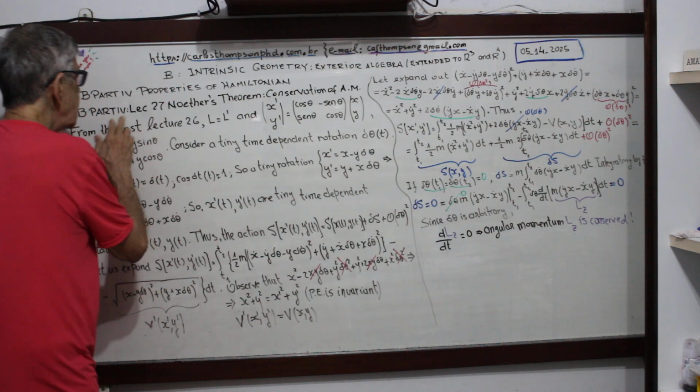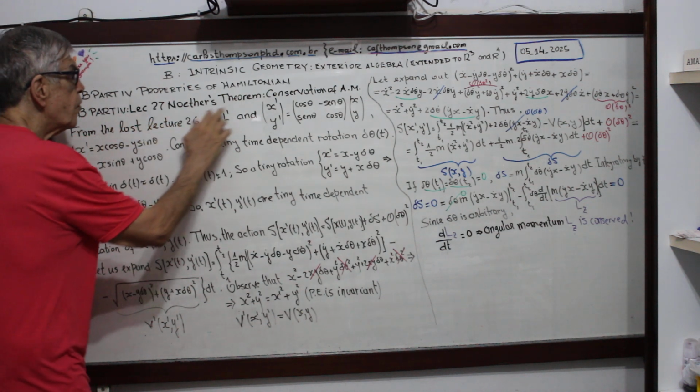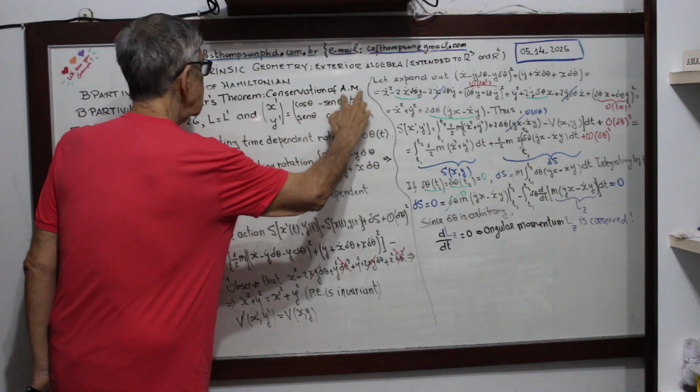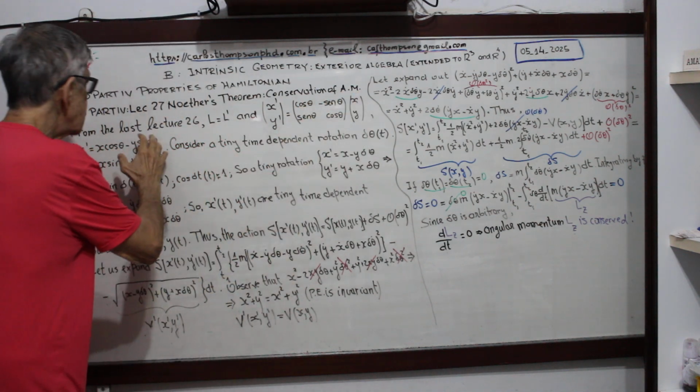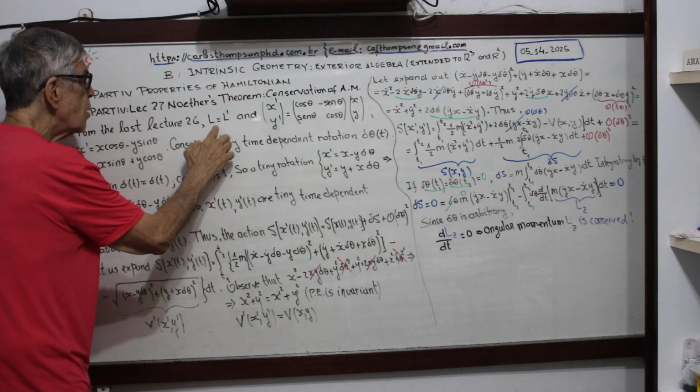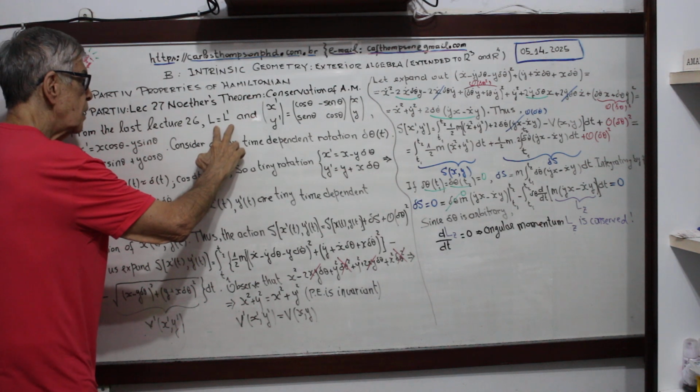B part 4, lecture 27, Noether theorem, conservation of angular momentum. From the last lecture, lecture 26, we showed that L is equal to L prime.